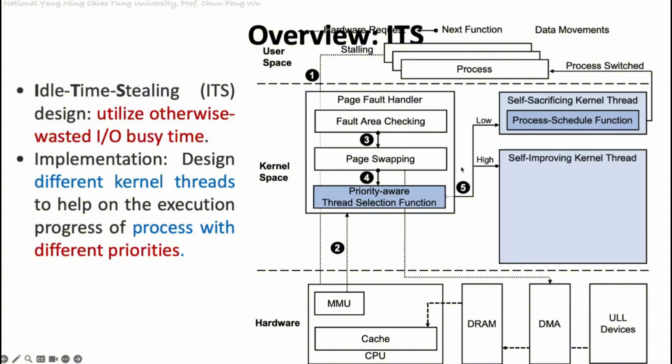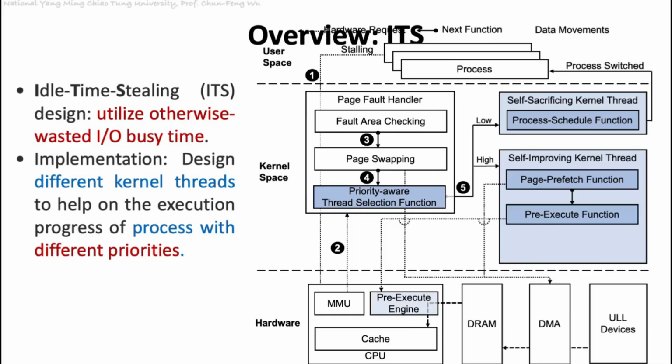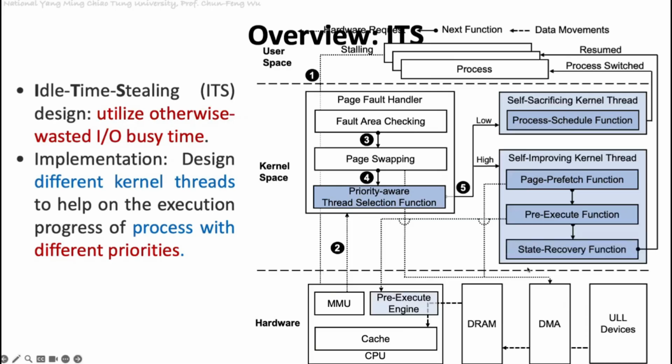But for a high priority process, we will not do the context switch. We will run another thing called a self-improving kernel thread. There are several things that we can do in the self-improving kernel thread. The first one is patch prefetching, because when doing patch prefetching, it doesn't really affect the process progress, right? Most of the work there is operating system and CPU power stuff. And then we will run a pre-execution function. But today we will not cover this one because it is a little bit tricky and related to architecture.